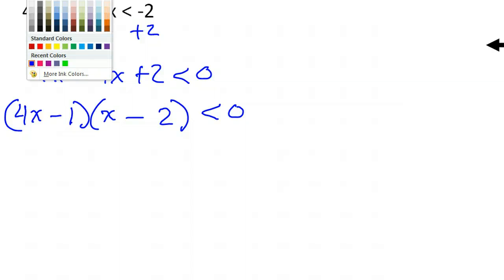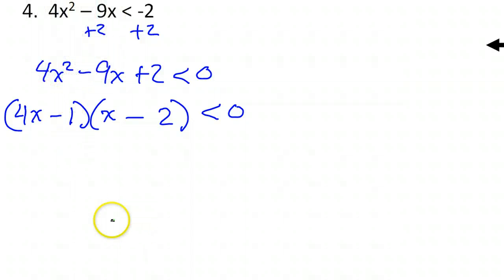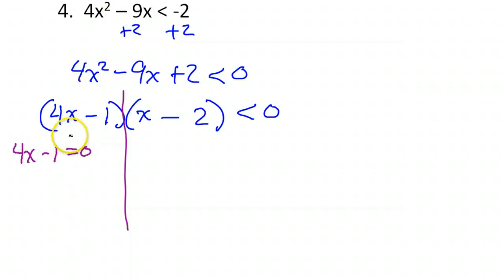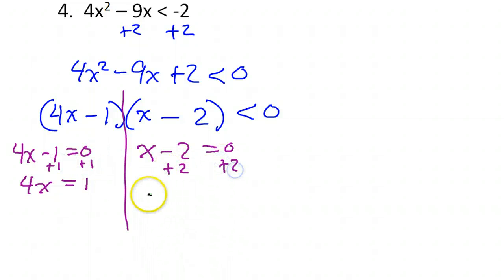Now I want to find the zeros of this function, the x-intercepts. So I will do that by setting these equal to 0. I will go 4x minus 1 equals 0, and x minus 2 equals 0. Alright, so adding 1 to both sides will give me 4x equals 1. And adding 2 to both sides will give me x equals 2.